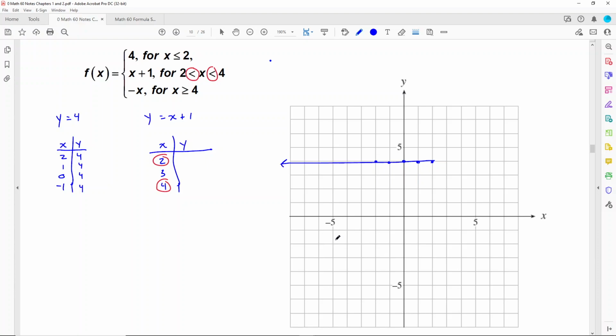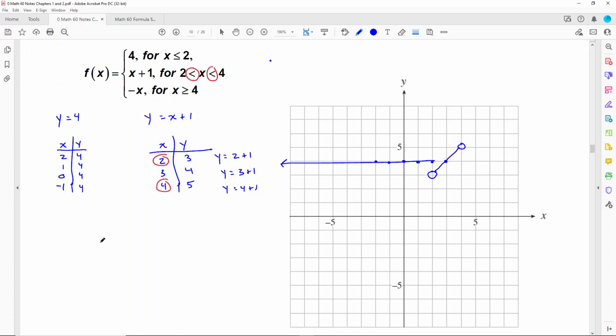And again, you guys are using rulers. Okay, now I want to do this section. What is my y value when x is 2? Well, y equals 2 plus 1 is 3. When x is 3, 3 plus 1 is 4. And when x is 4, 4 plus 1 is 5. So when x is 2, y is 3, open circle. When x is 3, y is 4, closed dot. When x is 4, y is 5, open circle, and then connect them.